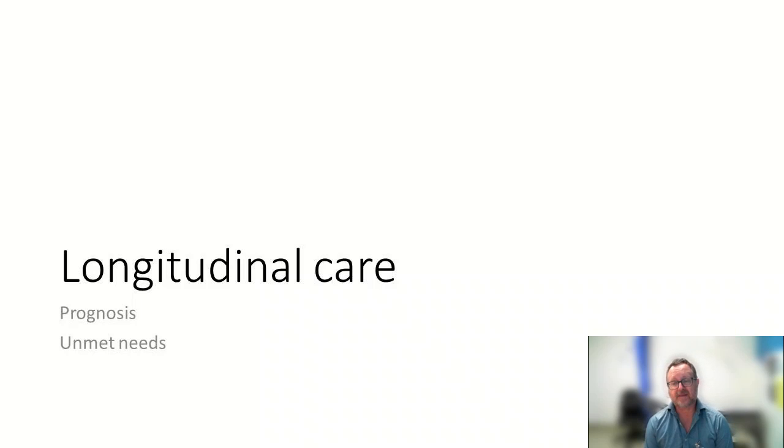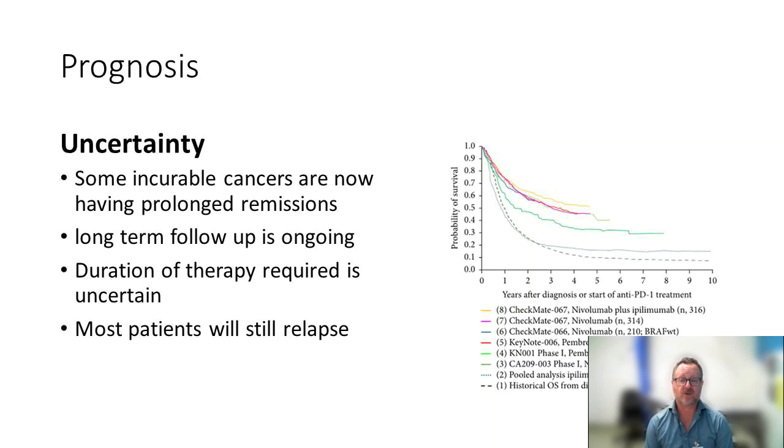In longitudinal care, the issues are different, and 2 particular issues I'd highlight are prognosis and unmet needs. Immunotherapies have introduced a lot of uncertainty into the prognosis of cancers that we previously knew had a poor prognosis. Some incurable cancers are now having prolonged remissions, but often the long-term follow-up is ongoing, and we're not entirely certain how frequent that is. The duration of therapy required is often uncertain, and the bottom line is that most patients will still relapse. So there's been hope created with the prognosis of many cancers, but caution is required.